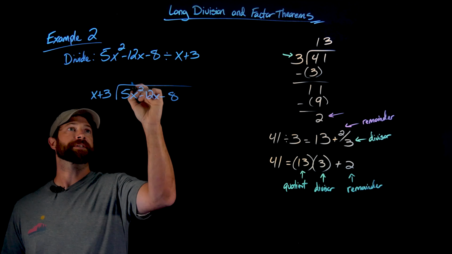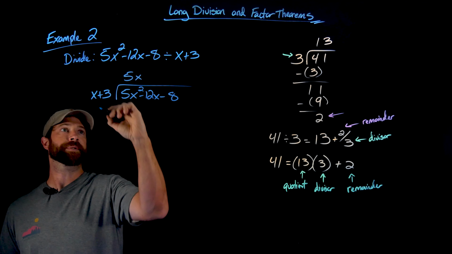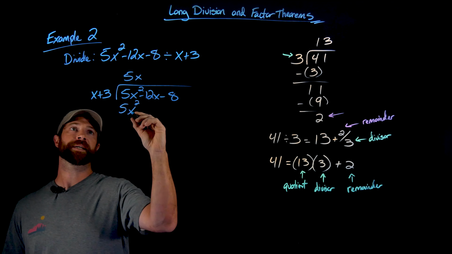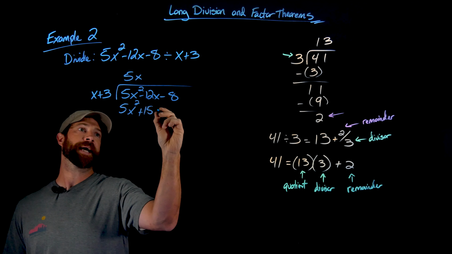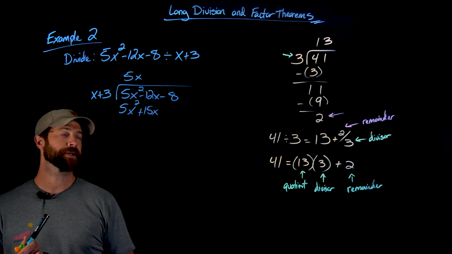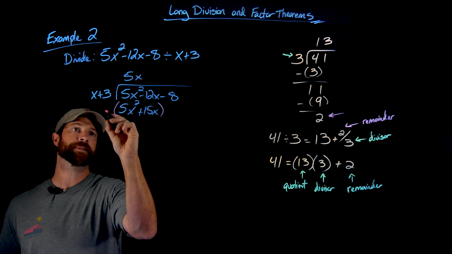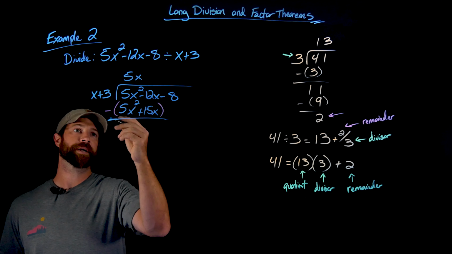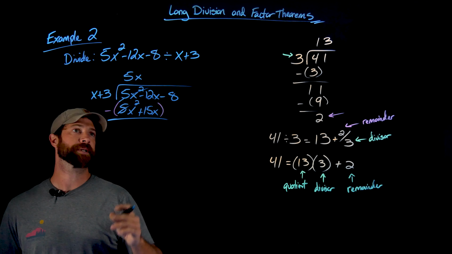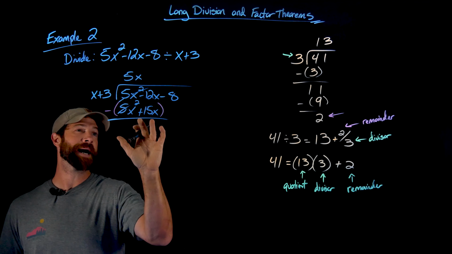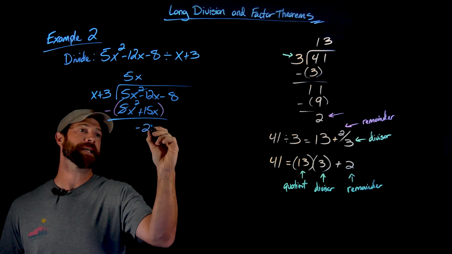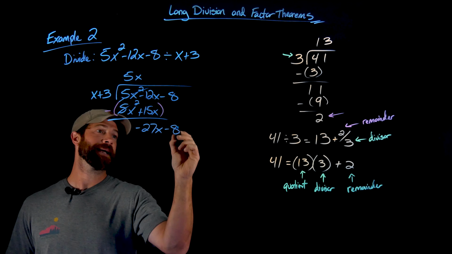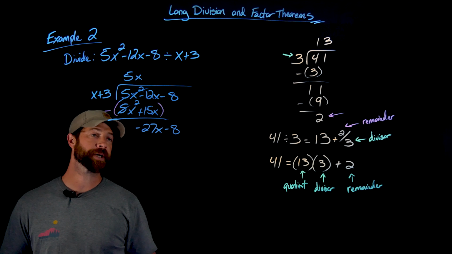X goes into 5x squared, 5x times, that gives me a 5x squared. Everything looks good. 5x times 3 is a plus 15x. Just making sure I'm highlighting here. Remember to subtract this and not screw it up. 5x squared minus 5x squared, those cancel as they should. Negative 12x minus 15x, this gives me a negative 27x. Bring down the negative 8, and now we start the process over again.